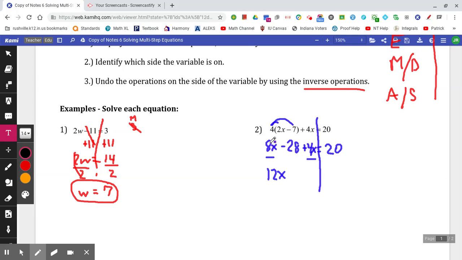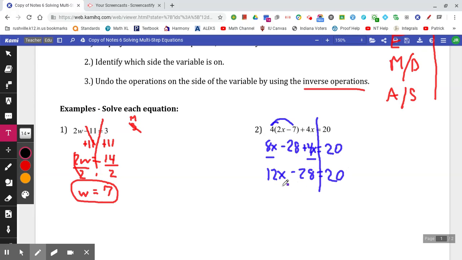We combined those. They were on the same side, so we combined. We did not do any inverse operations. Inverse operations are when you try to move to the other side. Here, we just combined because they were on the same side. And then we still have a minus 28 equals 20.